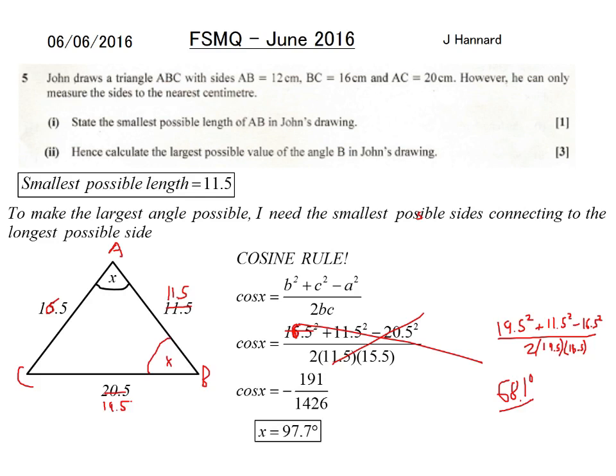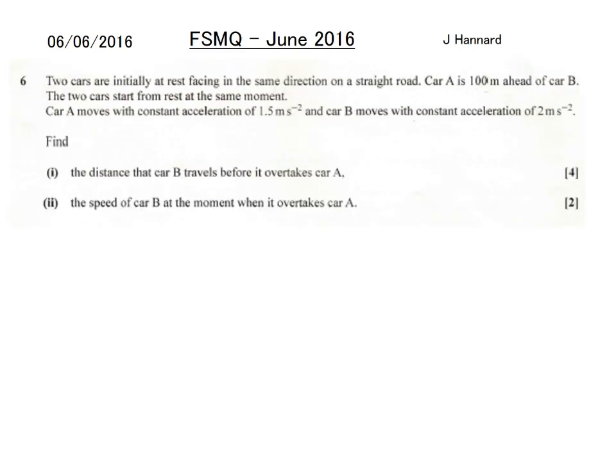That's what I did. So number 6 then, a lot of people had problems with this one, including me at the start. It took me a bit of time to get my head around it. Two cars are initially at rest facing in the same direction on a straight road. Car A is 100 metres ahead of car B. The two cars start from rest at the same moment. Car A moves with constant acceleration 1.5 and car B moves with a constant acceleration of 2.